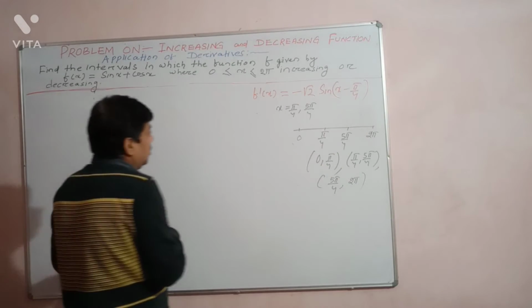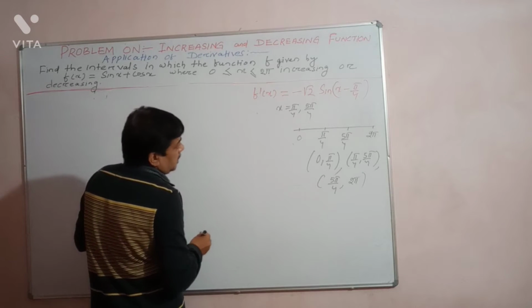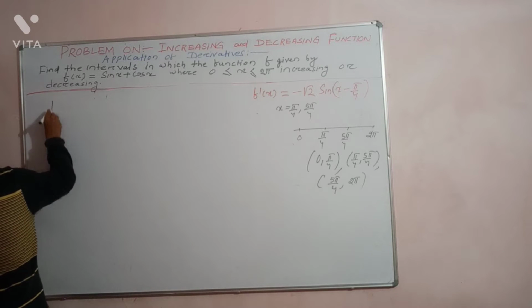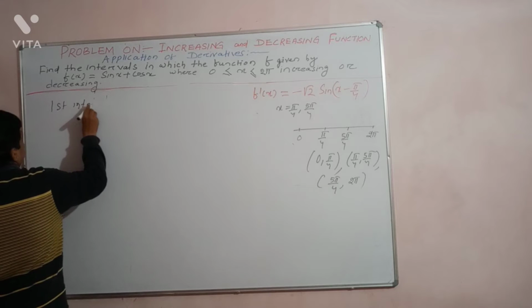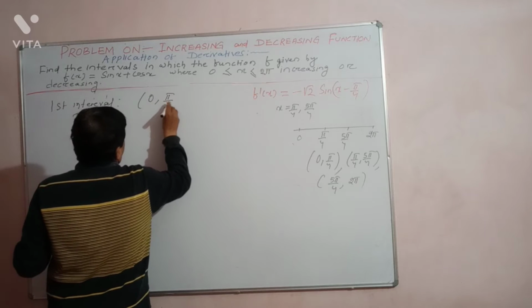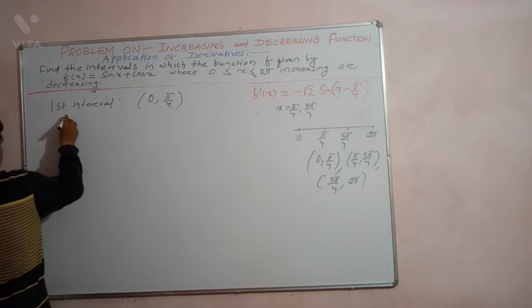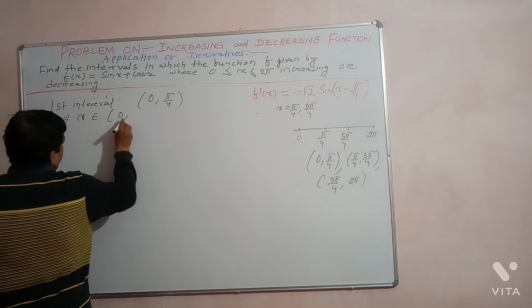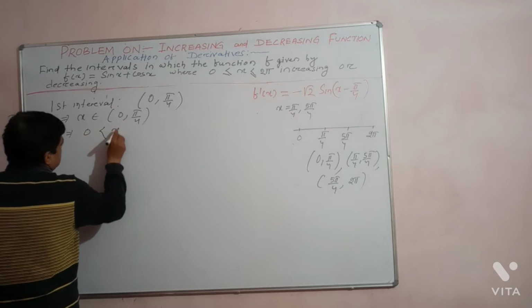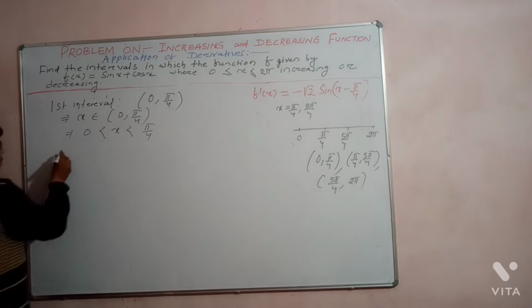So we got here f dash x is minus root 2 sine of x minus pi by 4. And in the first interval, let us see. The first interval is 0 to pi upon 4. That implies x belongs to 0 to pi upon 4, that is, 0 is less than x is less than pi upon 4. Its x value lies between 0 and pi by 4.